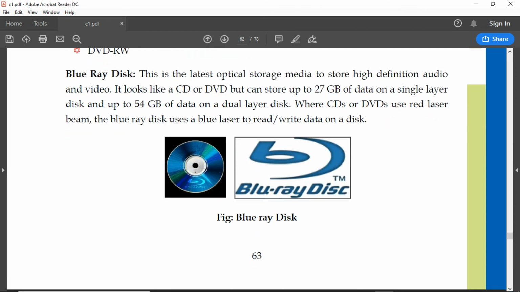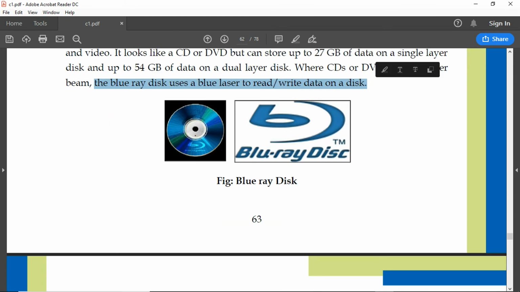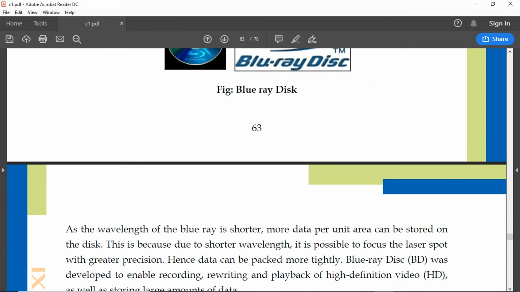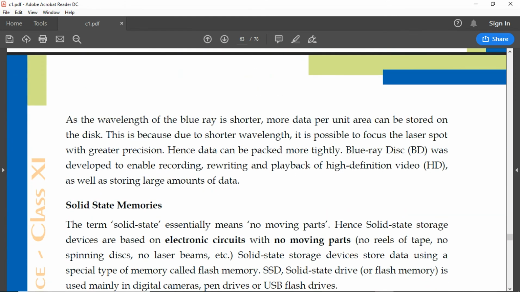Blu-ray disc is the latest optical storage media to store high-definition audio and video. It looks like a CD or DVD but can store up to 27 GB of data on a single layer disc and up to 54 GB of data on a dual-layer disc. Where CDs or DVDs use a red laser beam, the Blu-ray disc uses a blue laser to read/write data on a disc. Fig. Blu-ray disc.